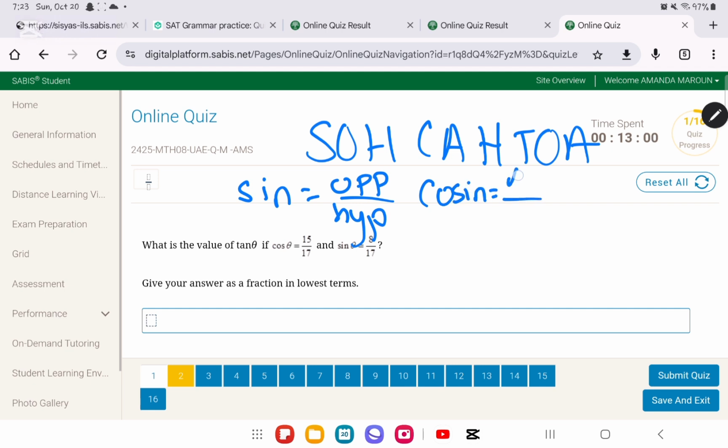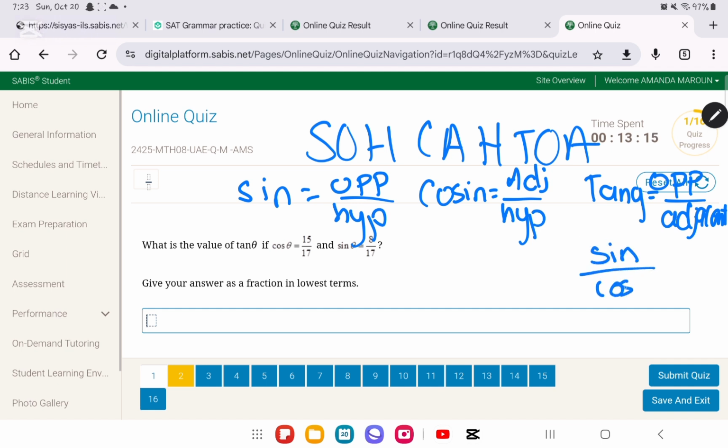Cosine is adjacent over hypotenuse. And tangent, you can either use it as opposite over adjacent, or you can do sine over cosine. Okay? So tangent is both of these. So again, sine is opposite over hypotenuse. Cosine is adjacent over hypotenuse. Tangent is opposite over adjacent, or sine over cosine.